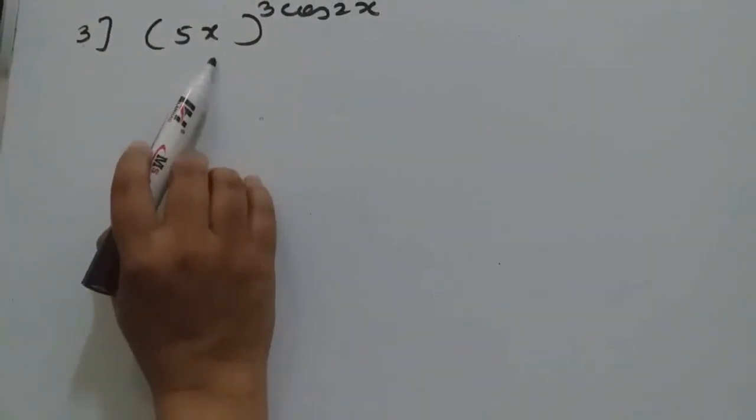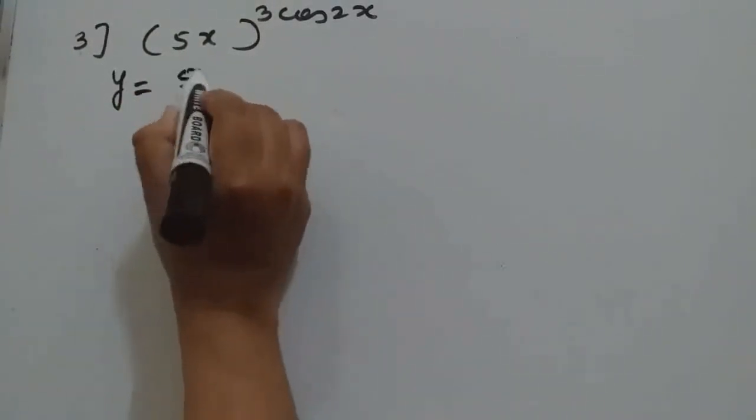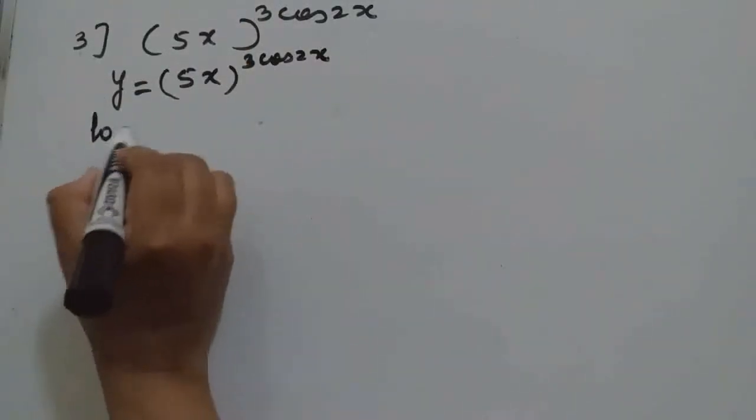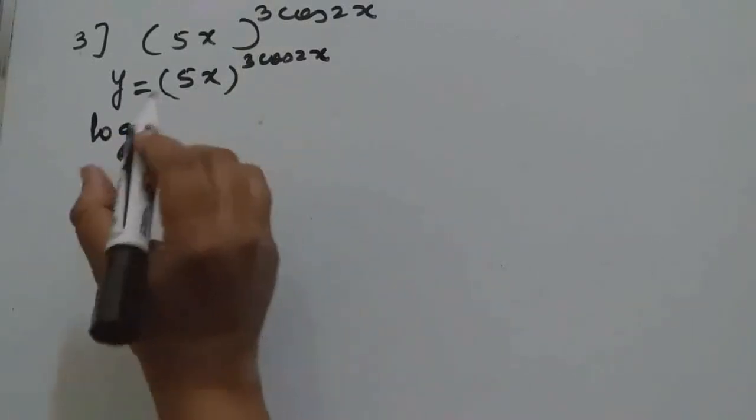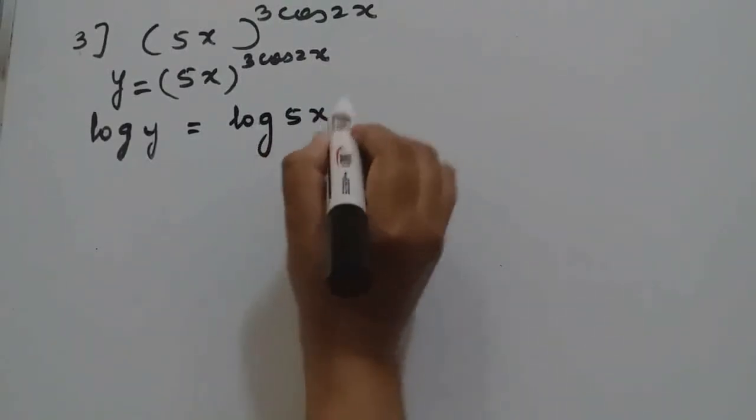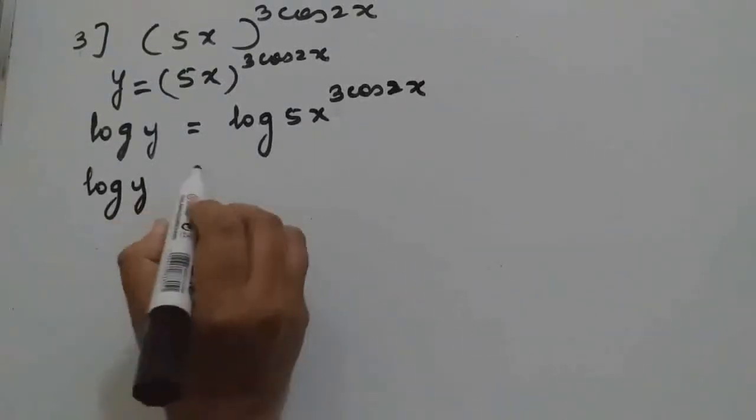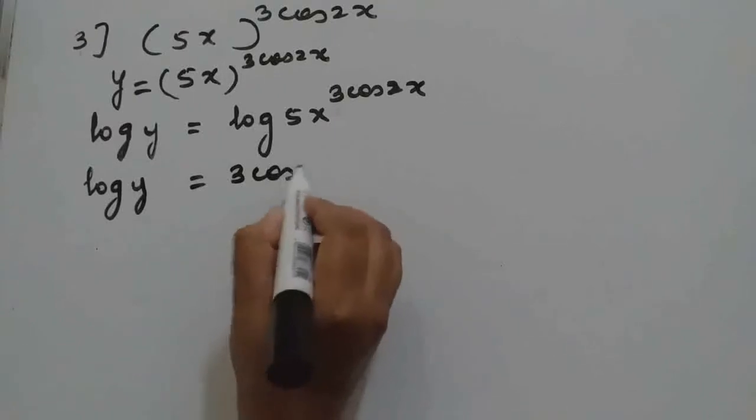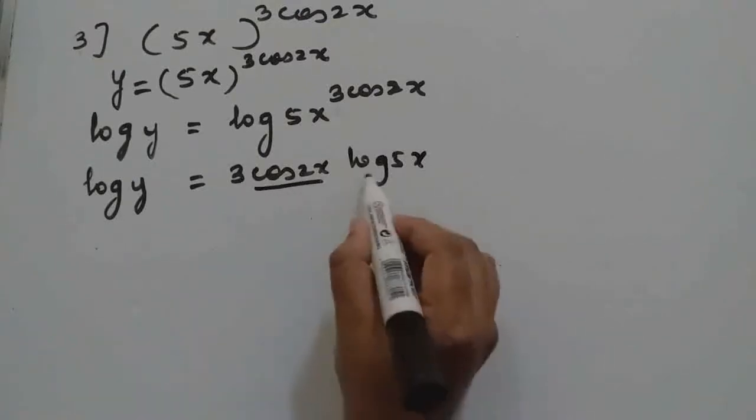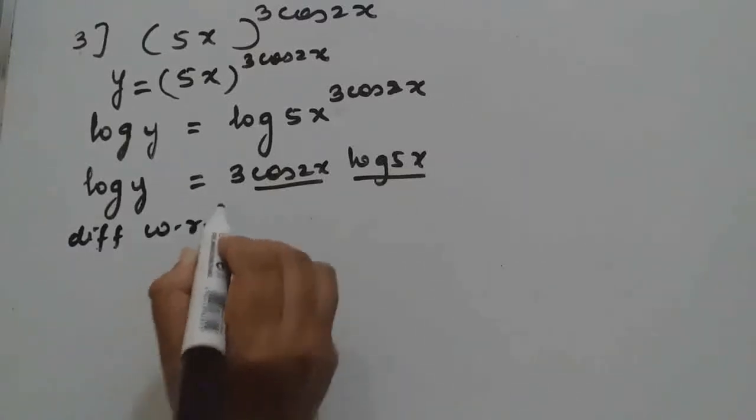This question is an exact example of a function power function. So first we will suppose (5x)^(3 cos 2x) as y. Then it is a function power function, meaning this is an example of the LD type. So we will apply log on both sides, log (5x)^(3 cos 2x). Okay, then properties of log. So this power should come out, log of 5x. Now we will differentiate. So here we can apply the product rule. So differentiate with respect to x.